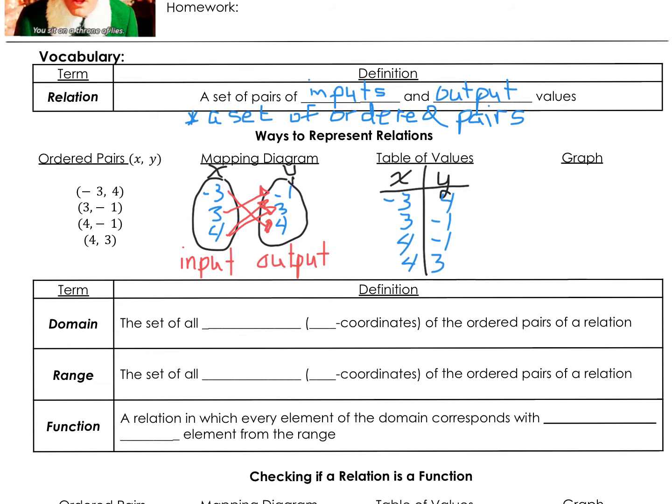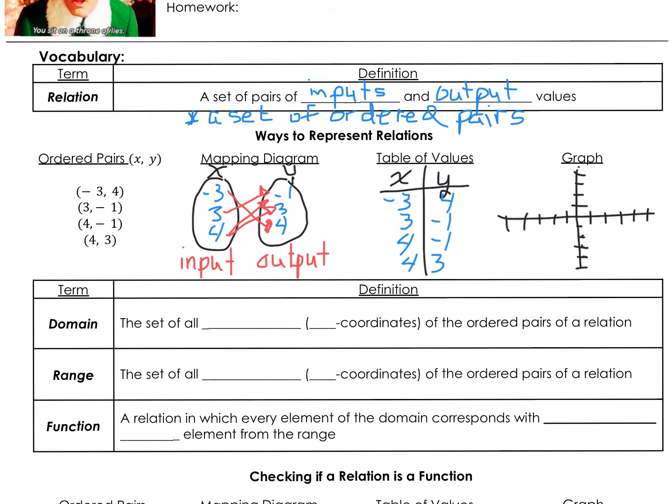Then let's look at a graph. So I'm going to create a coordinate grid. I'm going to do a 5 by 5. Well, I can only get 4 there. That's good enough. Okay. Then I am going to graph these ordered pairs here.